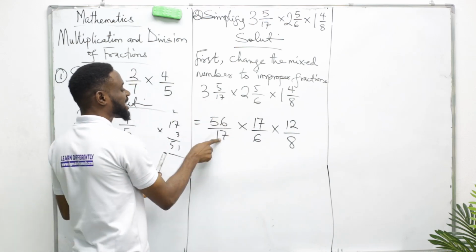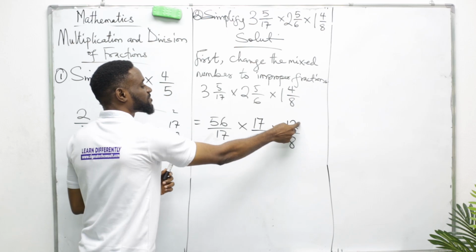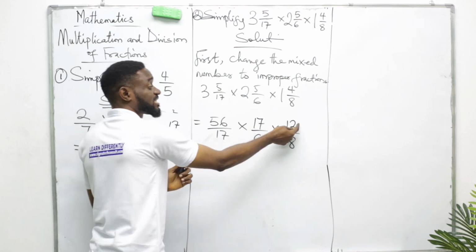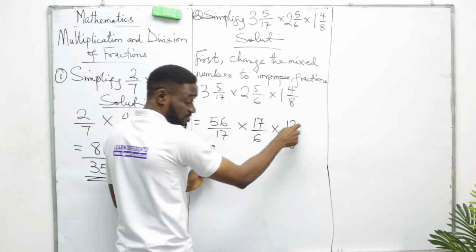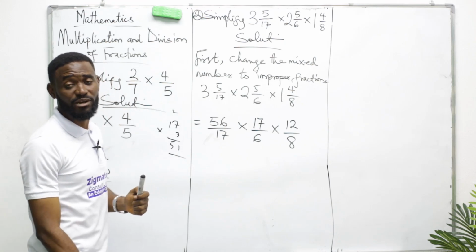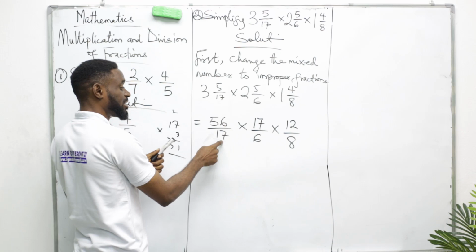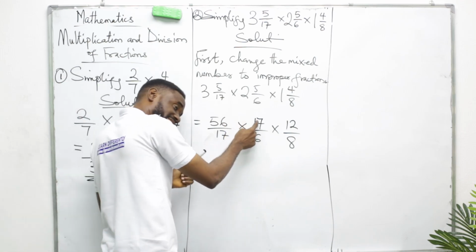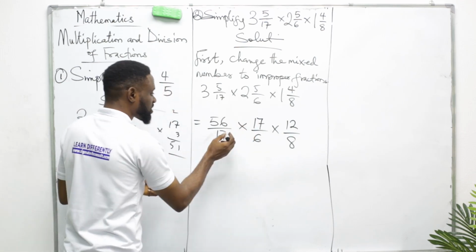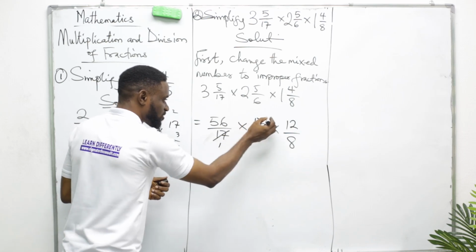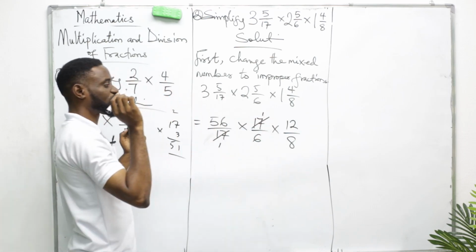So if we had anything that is a multiple of 17 here, I would have gone to divide 17 by that thing. Do you understand me now? Since we have 17 here, they are common. 17 is a factor of 17. So 17 into itself is 1. 17 into 17 is 1. So we are done there now.